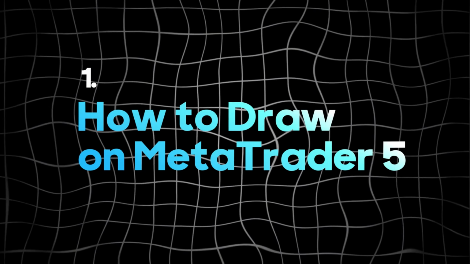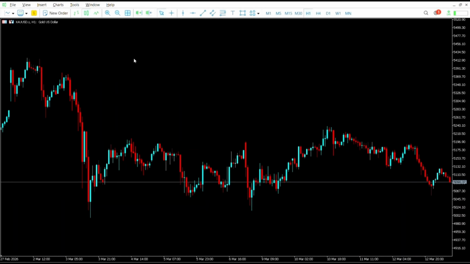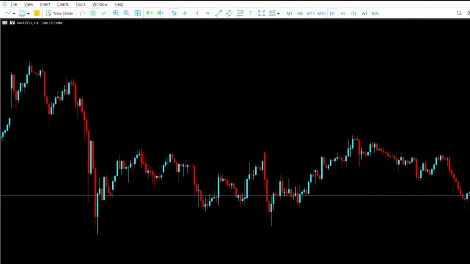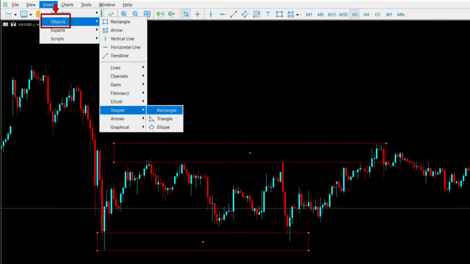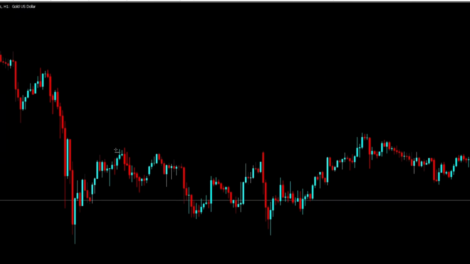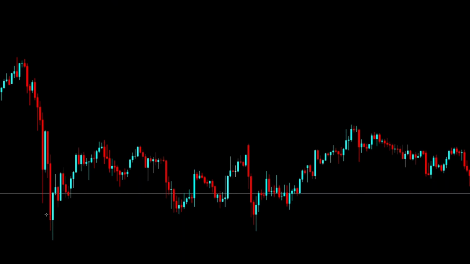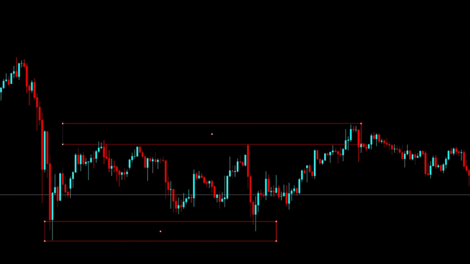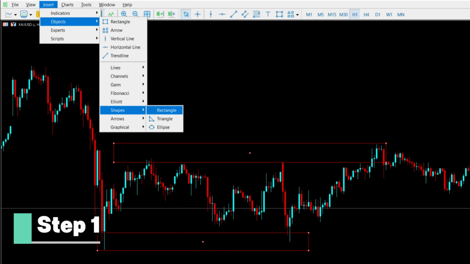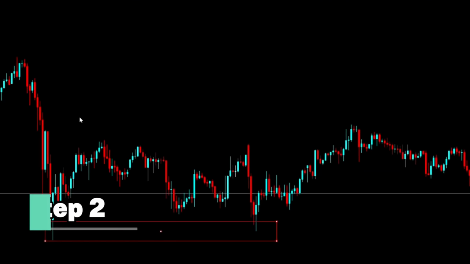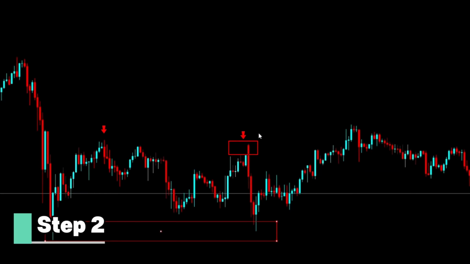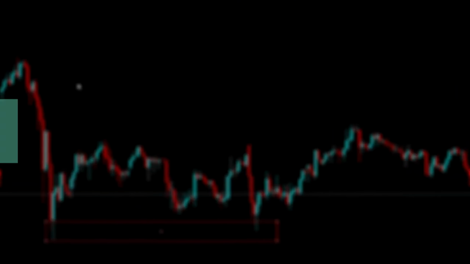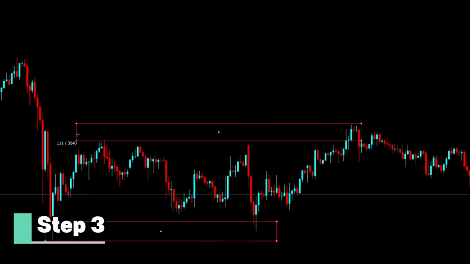1. How to draw on MetaTrader 5. Let's draw them on MT5. Go to Insert, Objects, Shapes, Rectangle. Instead of drawing a thin line, draw a zone. Find previous highs and lows where price reacted strongly. Step 1. On MT5, select the rectangle tool. Step 2. Look for old peaks and valleys where the price reversed drastically in the past. Step 3. Draw the box to cover both the candle bodies and the wicks to create a buffer zone.